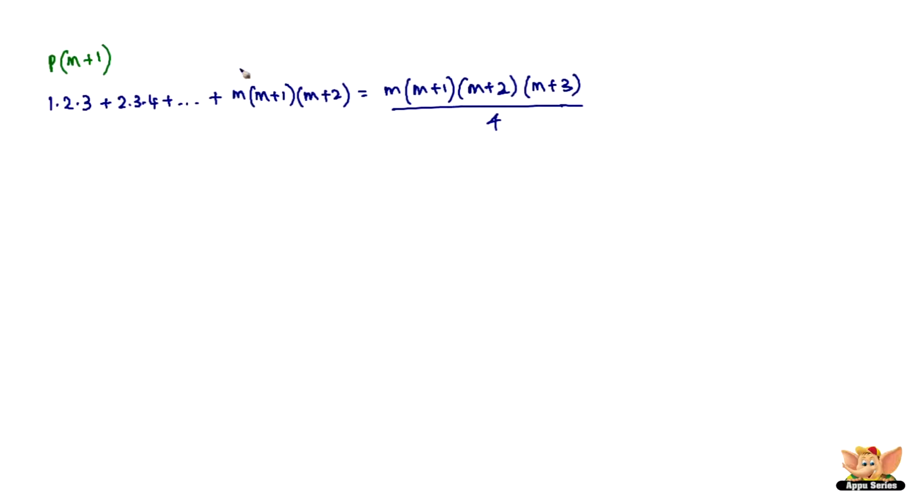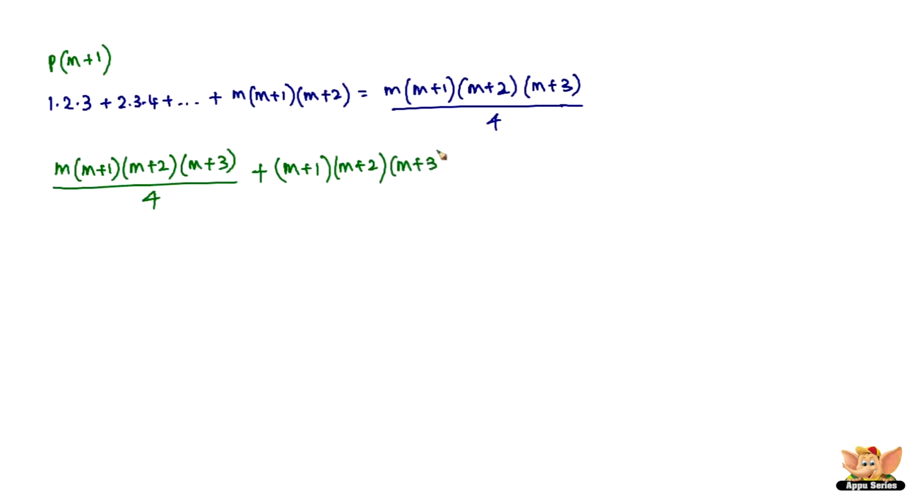So now this whole part is equal to this, right? So if you remember, the P of m plus 1 was 1 times 2 times 3 plus 2 times 3 times 4 and so on till here, plus m plus 1 times m plus 2 times m plus 3, right? So this part will be replaced by this for P of m plus 1. So that's what I'm showing you here. So m times m plus 1 times m plus 2 times m plus 3 divided by 4. This part is replaced by this, plus, as far as the P of m plus 1 is concerned, we have m plus 1 times m plus 2 times m plus 3.